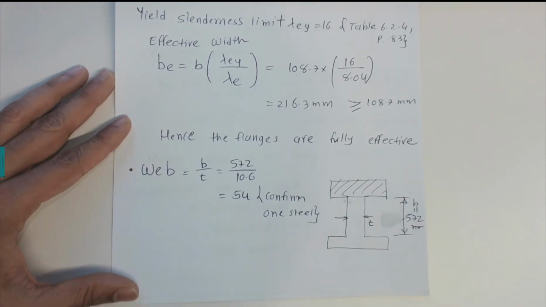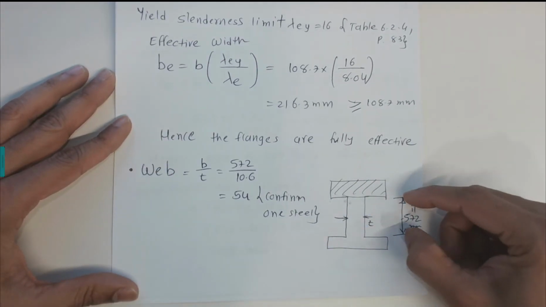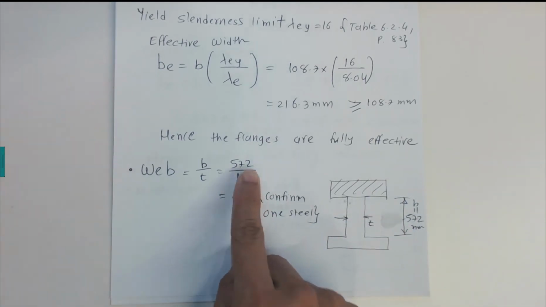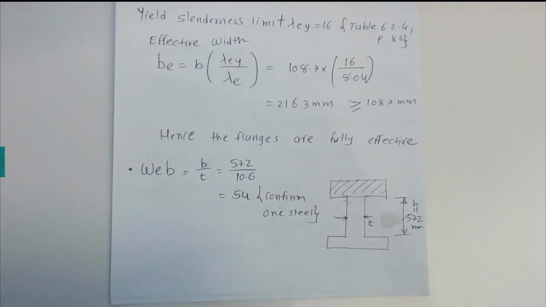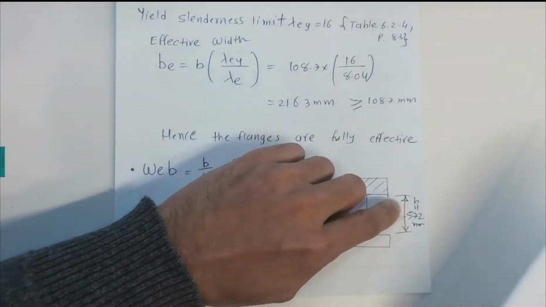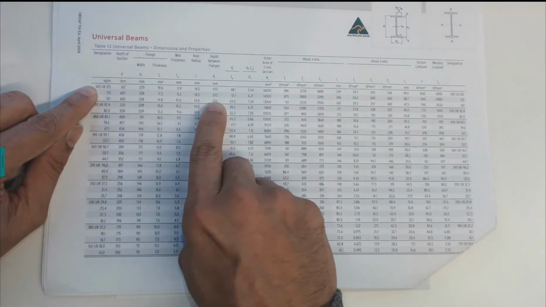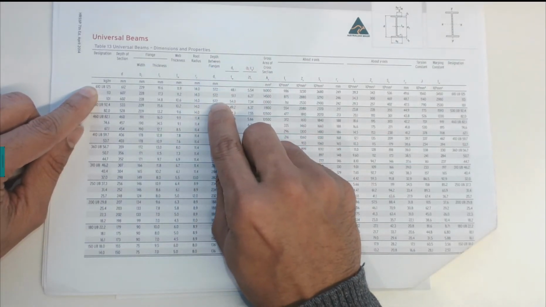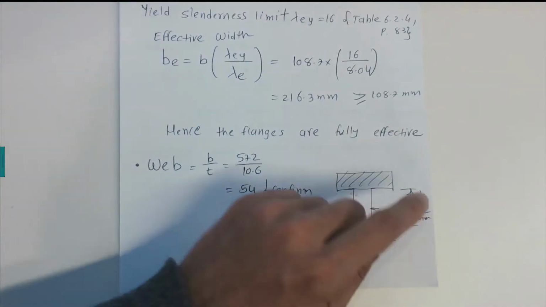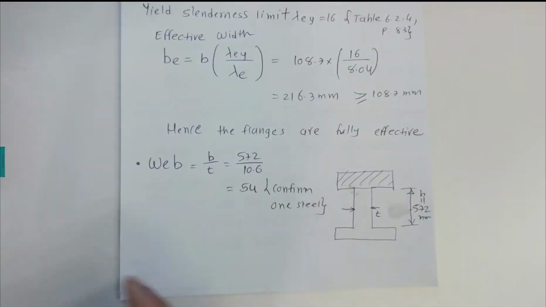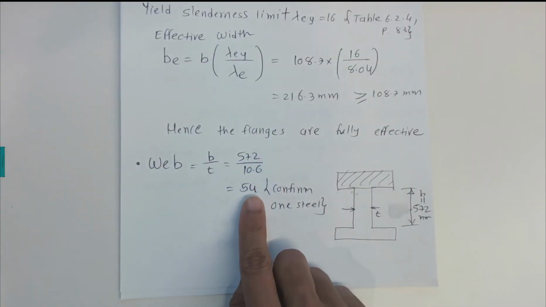Now we will check for the web. This is the web. We need to find this B value divided by T, and this B value 572 is given in the OneSteel tables on page number 14. For 610 UB 101, we can find this 572, which is D1, the depth between the flanges. Thickness is 10.6 of the web. So B over T value gives us 54.